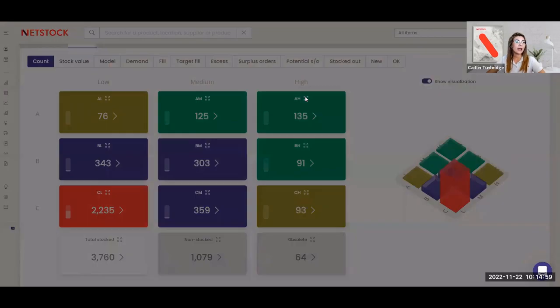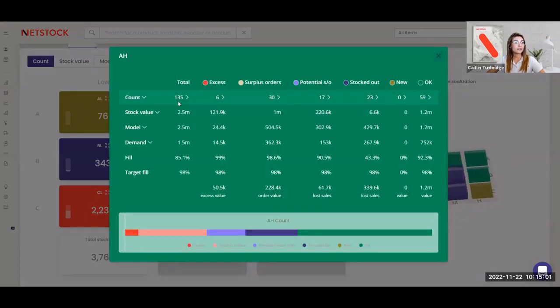And what about these A high items? These 135 products, well, these are my most important items. So I probably want the highest possible fill rate for these. Well, currently we're only achieving 85%. So maybe 98% makes more sense for us, but we can always dial in 99.99 and see what that means for us in terms of adjusting those KPIs of our model stock level and our target fill rates.